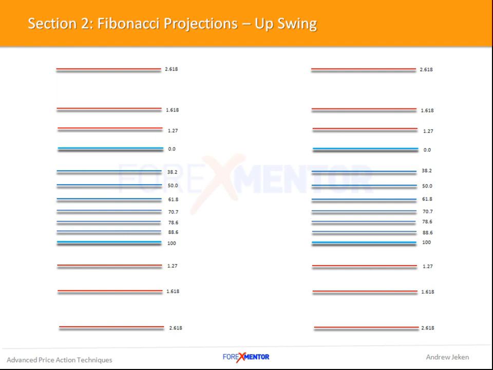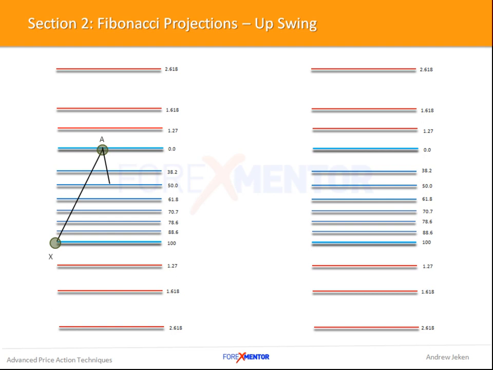Let's have a look now at Fibonacci projections, or extensions as some people call them, in an upswing. Pretty straightforward. We identify a swing from a high to a low, or in this case a low to a high. And you can see how we've just drawn the retracements. So we identify the major swing, draw the fibs from the low to the high, and you can see we've labeled this XA.